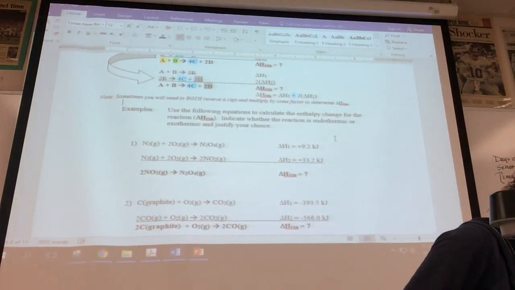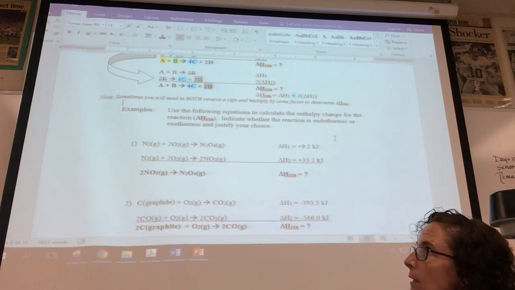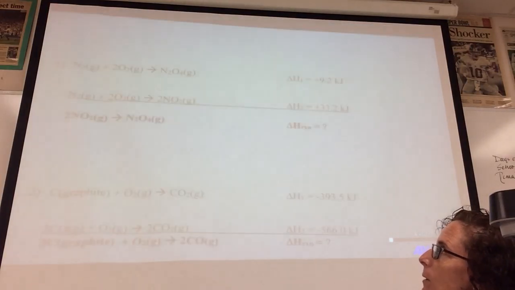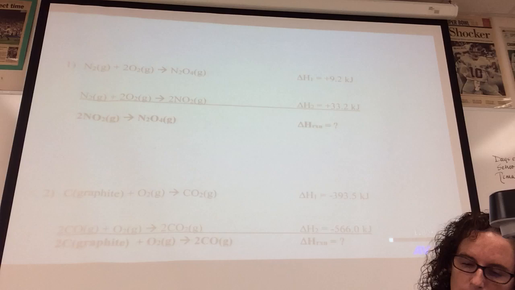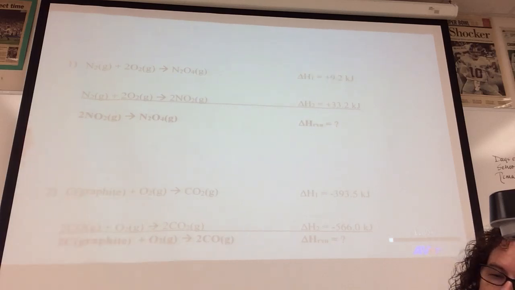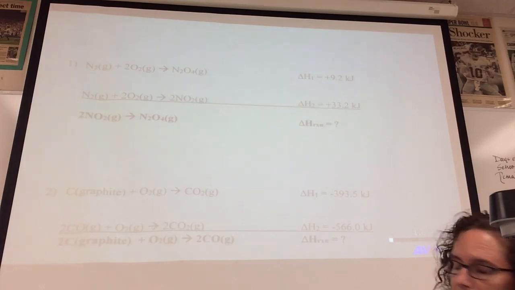Alrighty, here we go with Hess's law. So our goal is to determine the delta H for the reaction, not from delta H's of formation, but rather by summing the delta H's, provided that the equations equal the net. The way I approach these problems is as follows.